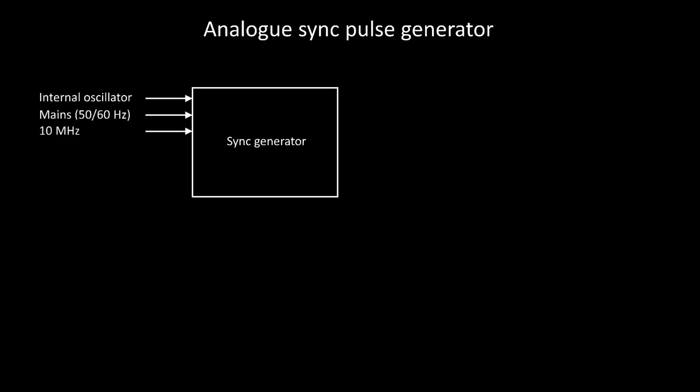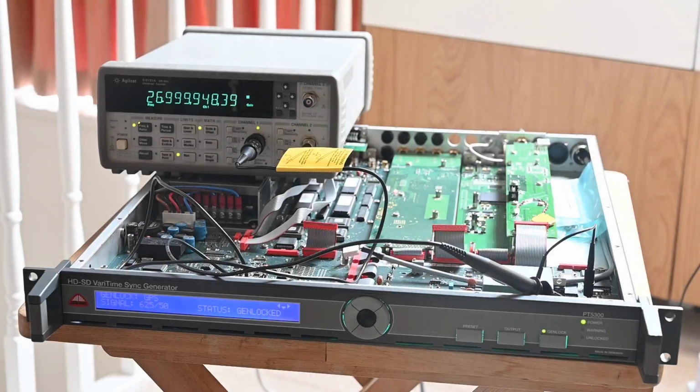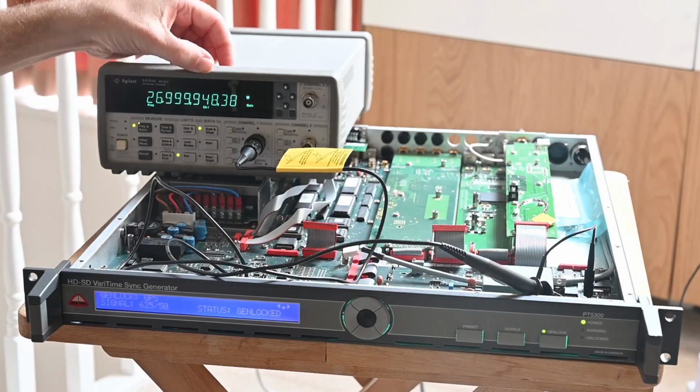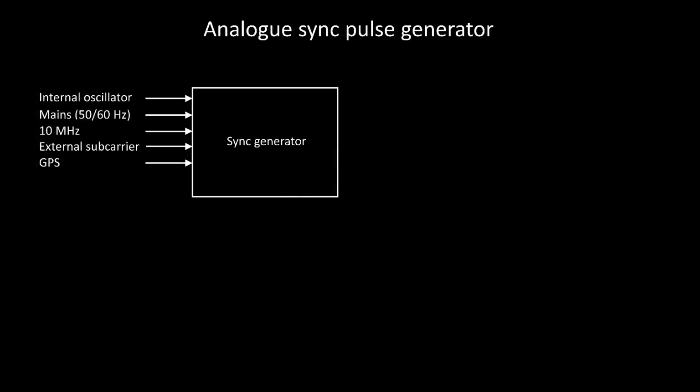Beyond that, another common reference is a 10 MHz square wave or some other fixed frequency which may, for example, be coming from an atomic clock. Some SPGs accept a sine wave of a color subcarrier as a reference, typically either 4.43 MHz for PAL or 3.58 MHz for NTSC. And modern SPGs commonly use GPS. I actually demonstrated an SPG using GPS genlock back in video number 10. But the most important and frequently used reference input is for an external video signal.